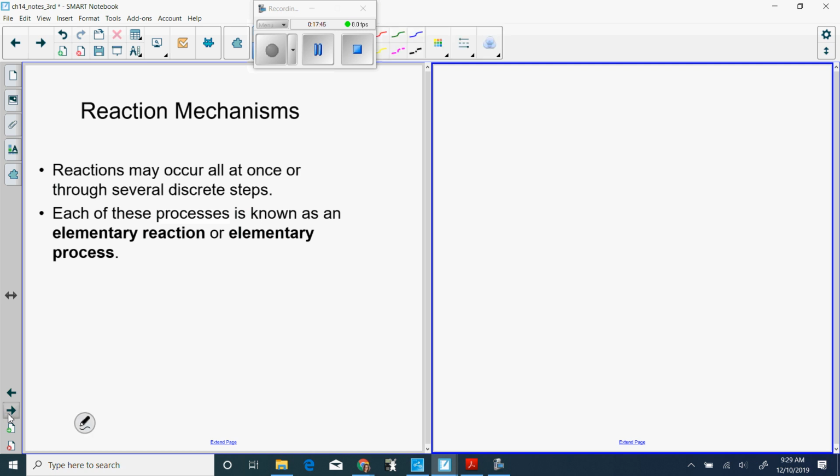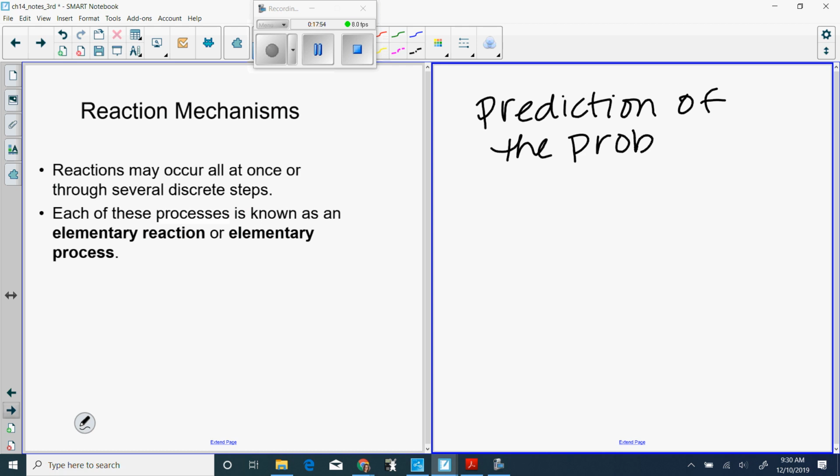A reaction mechanism is a prediction of the probable steps in a reaction.